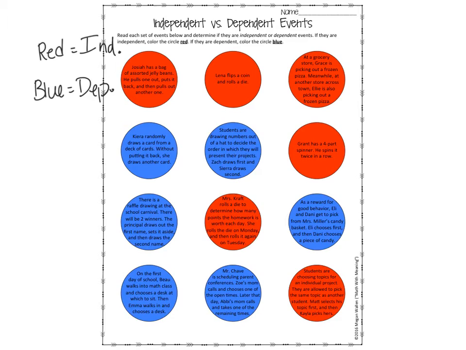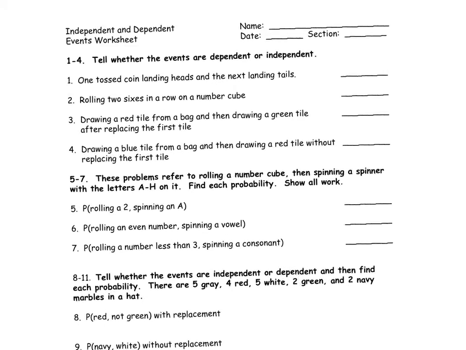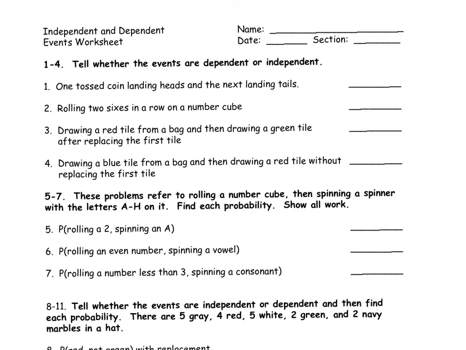My red is independent and blue is dependent. But I'm going to move on to go over more in depth the next two worksheets. So we'll start with this one. Here, first you're just saying whether the event is dependent or independent. So remember, dependent means the second event depends on whatever happened on the first event. Two events that are affected by each other, whereas independent is the opposite, and it's two events that have nothing to do with each other whatsoever. Whatever happens on the first event doesn't affect the second event at all.